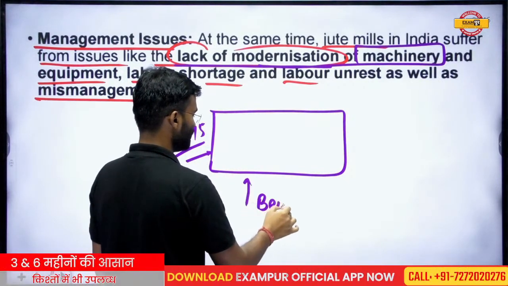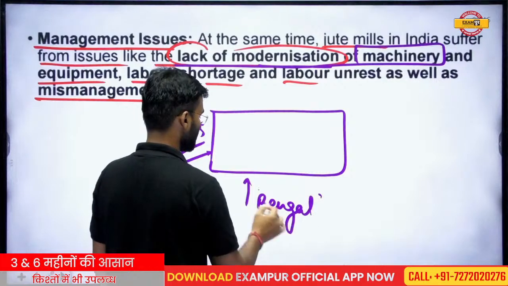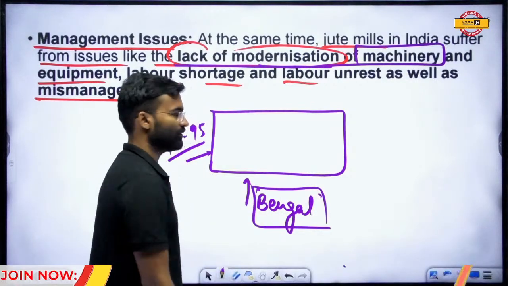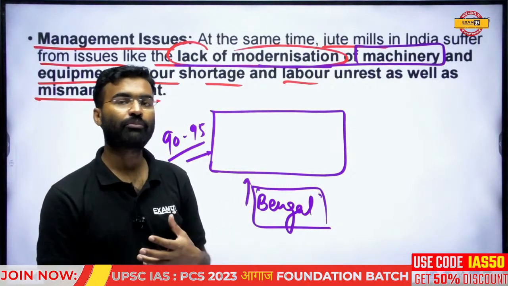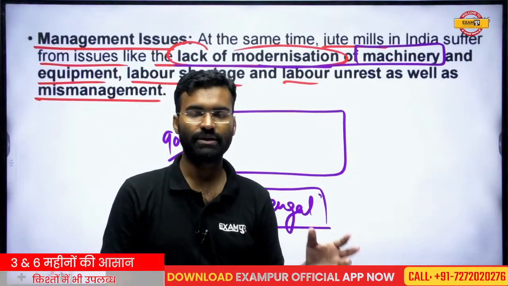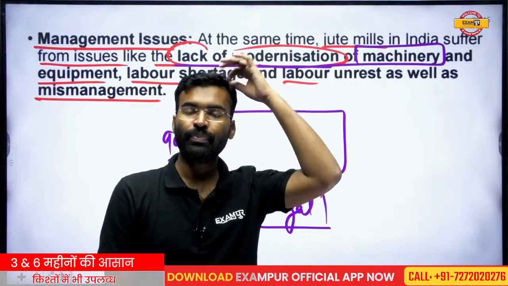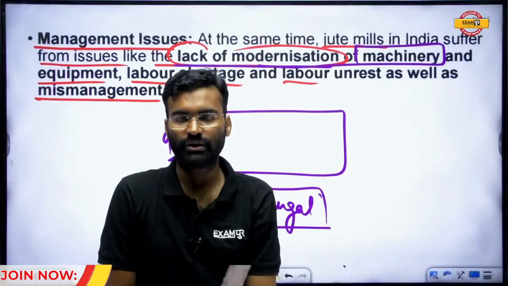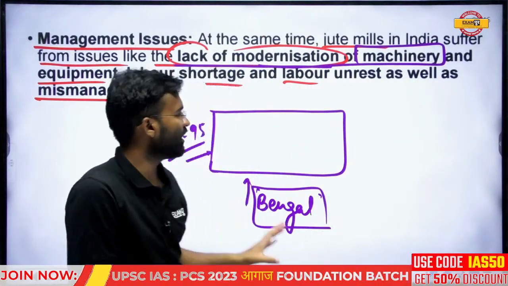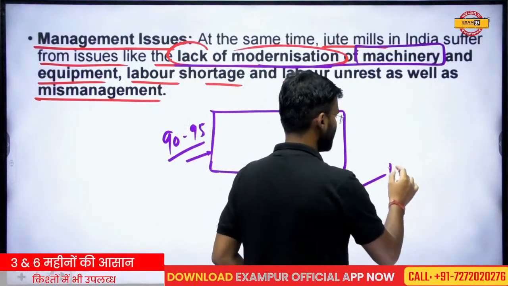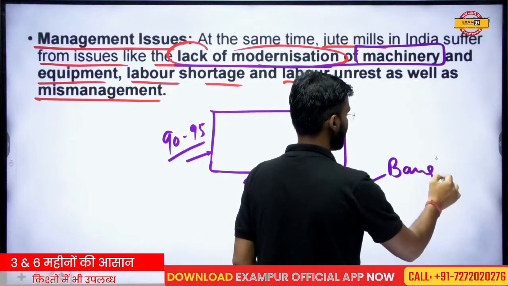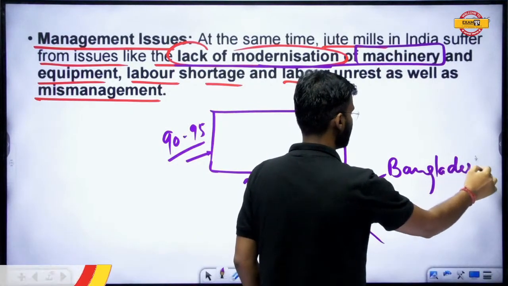There is no such important region in any developed nation in which jute production is done. So there is no involvement of any developed nation, and the Bengal region covers Bangladesh and India.